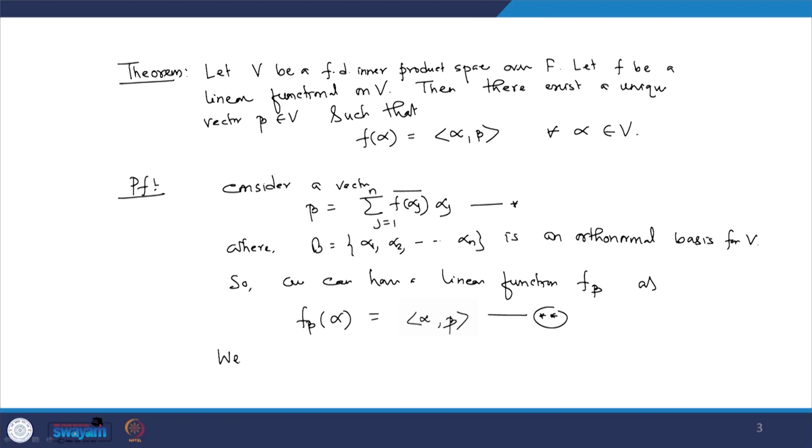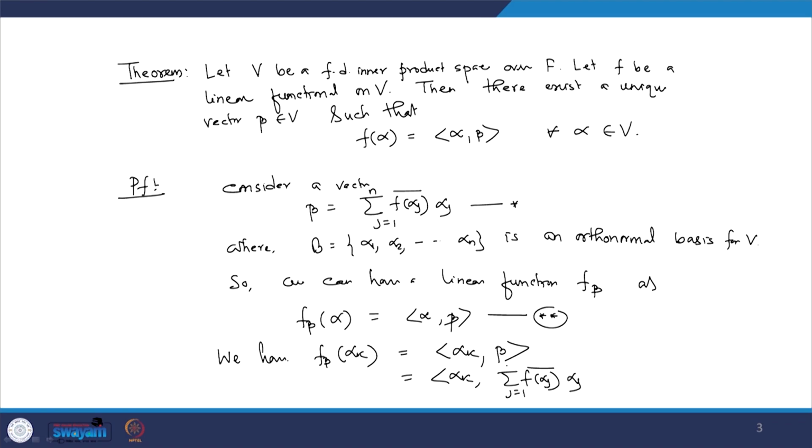We have a beta operating on alpha k. For each k, I am getting a beta of alpha k equal to the inner product of alpha k and beta. So, this is equal to the inner product of alpha k and sigma f of alpha j bar alpha j, j equal to 1 to n, for any k belonging to 1 to n. So, I have it like this.